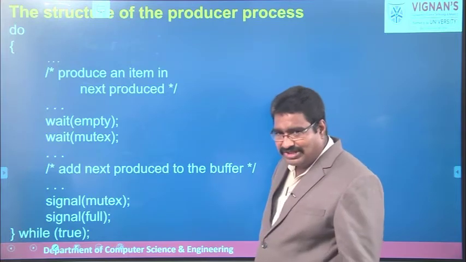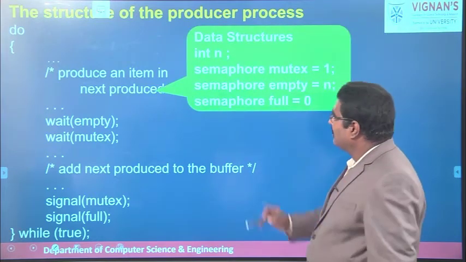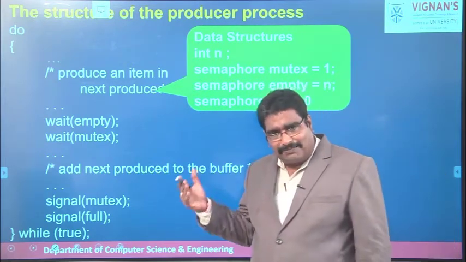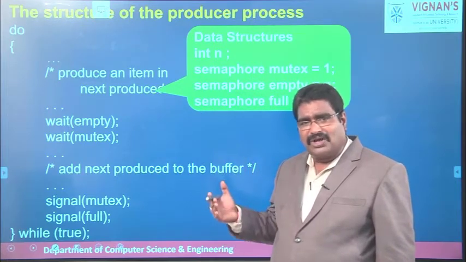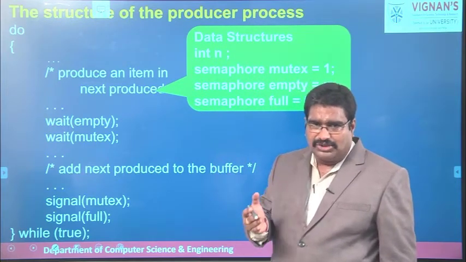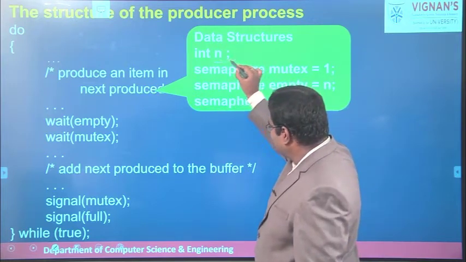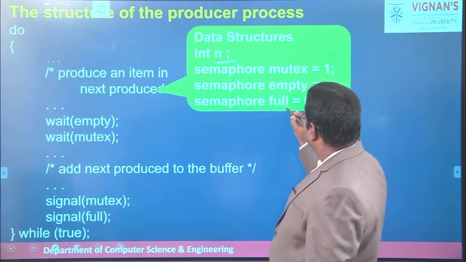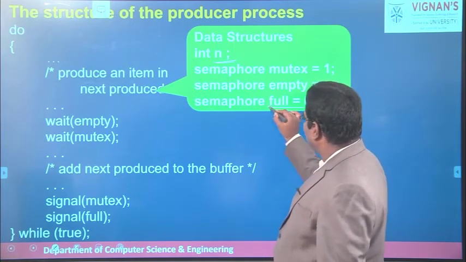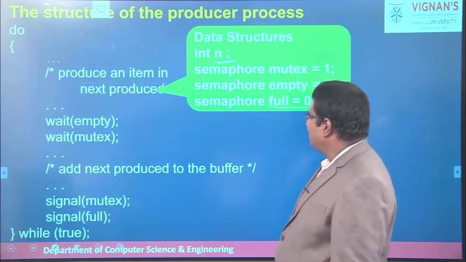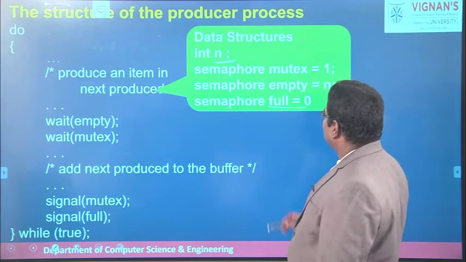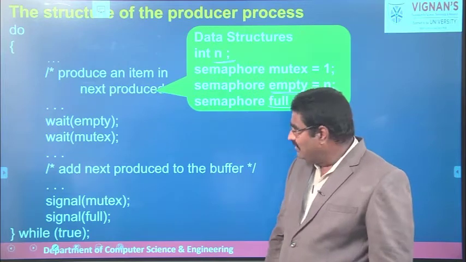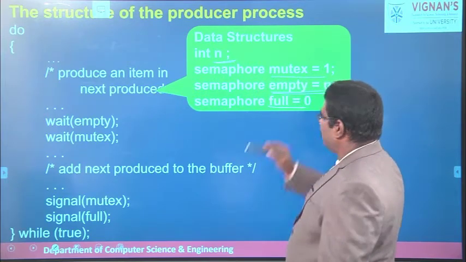In this structure, we are using the following data structures. We are assuming that n represents the buffer size, that is nothing but how many objects it is possible to store in the buffer. And next, we need to use semaphores. One is full, a semaphore used to specify whether the buffer is full or not. Similarly, empty is another semaphore whose initial value is n, and next is mutex, another semaphore whose initial value is 1.